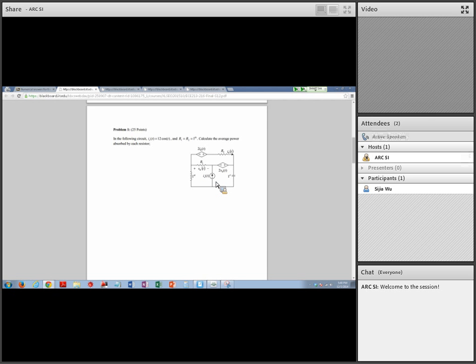You do mesh analysis, 3 meshes. You'll have a constraint equation over here. This is a current source. You can do a supermesh around this one. So you have 3 equations, 3 unknowns. Where's V? Oh, this is V0. So you also have V0 in terms of, say, I1 and I2. I1 over here and I2 over here. So that's not a problem. I don't see any more complexity than this.